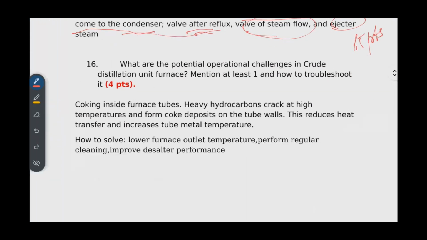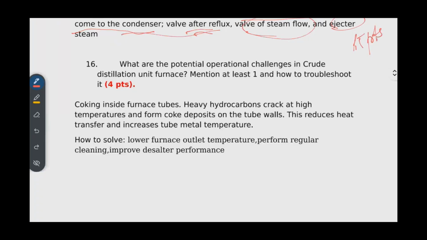16th question: what are the potential operational challenges in the crude distillation unit furnace, mention at least one and how to troubleshoot it. It's not only for the crude distillation unit furnace, it is very typical for most of the furnaces in refinery operations, mainly the coking issue. So the coking is right. In general, coke forms on the furnace tubes and mainly reduces the heat transfer. It can be mitigated by controlling the film temperature, or you can increase the flow rate, which also increases the velocity, or you can do the decoking operations periodically, depending on the furnace and your operational requirement.